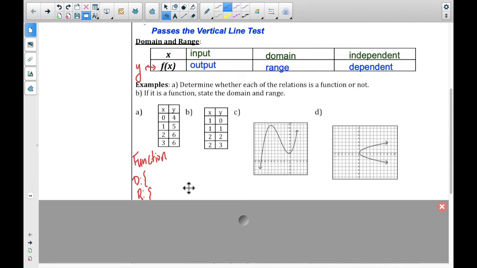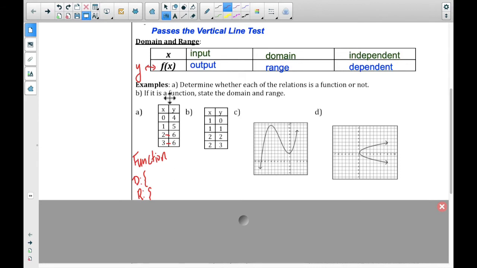How do I know it's a function? Well, for every x, every input has only one output. You can see there's nothing that repeats in the x column. Now, there is this 6 that is repeating, but 2 gives us a 6, and also 3 gives us a 6. That's okay. It's okay if it repeats in the y column as long as it does not repeat in the x column.